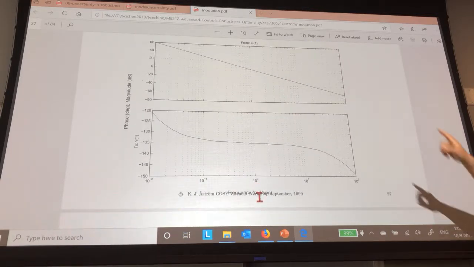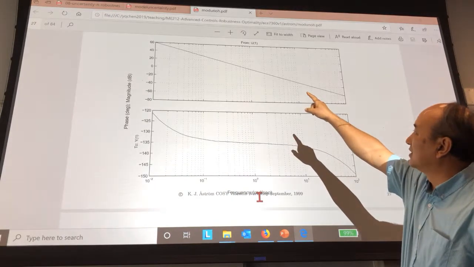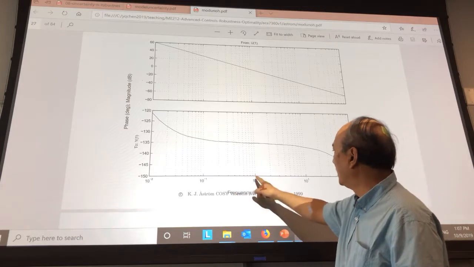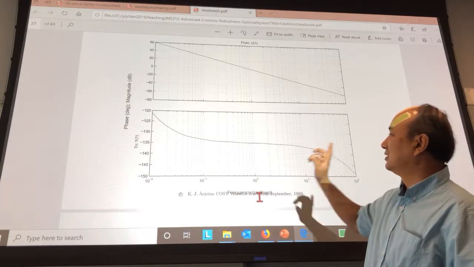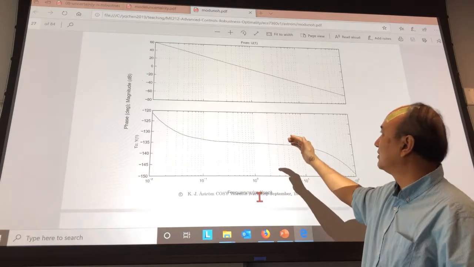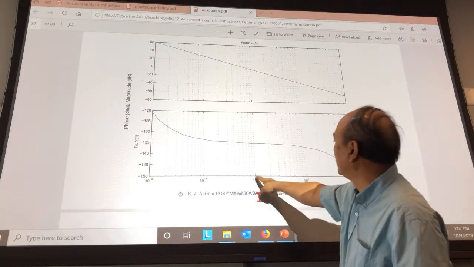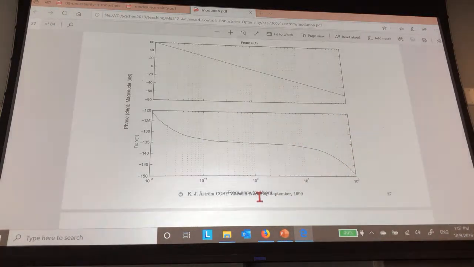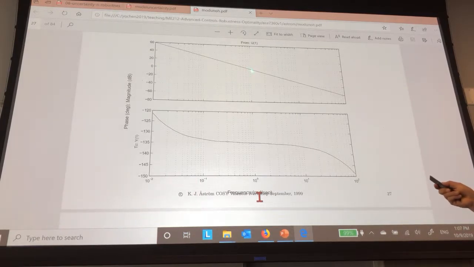So you can see this crossover is minus 30 dB per decade at gain crossover. What is this gain crossover? Here is the gain crossover, from 0 dB. So this is 0 dB to here. This is a gain crossover. At this gain crossover, I have minus 30 dB per decade. And then you can see the system decays. At this point, the phase is flat.